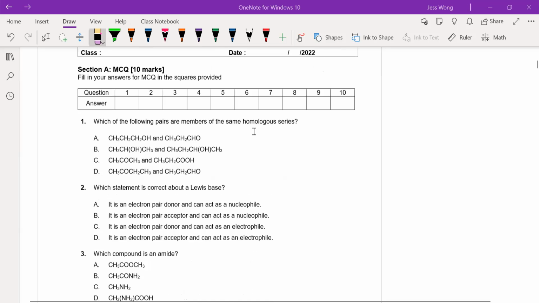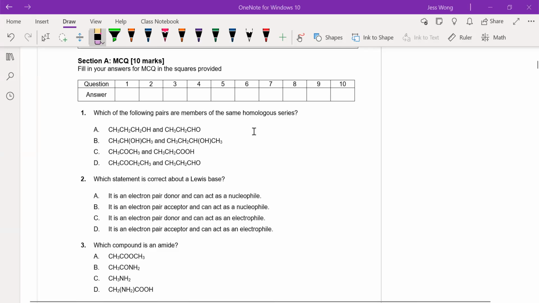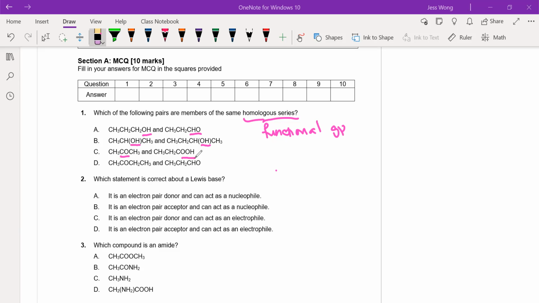Which of the following pairs are members of the same homologous series, which means the same functional group? If we're looking at the same functional group, you can see that the first one is an alcohol versus an aldehyde. Second, you have an alcohol and an alcohol. The third one is a ketone and a carboxylic acid. And the fourth is a ketone and an aldehyde. Therefore, the answer for number 1 will be B.